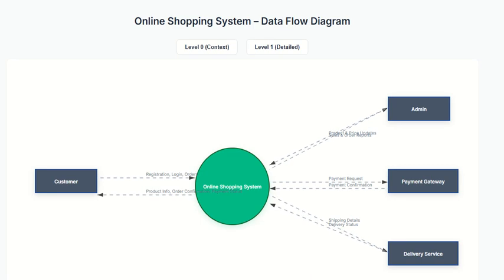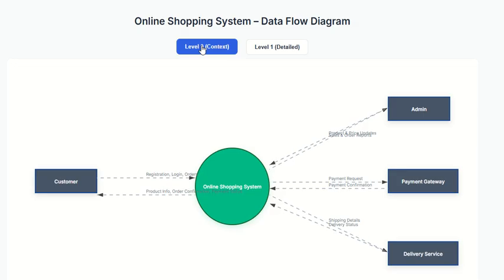So, good day. Today I will be presenting the data flow diagram of an online shopping system. A data flow diagram is a visual representation that shows how data moves throughout the system. So it helps us understand how information is inputted, processed, stored, and outputted. So in this presentation, I will first explain the level 0.